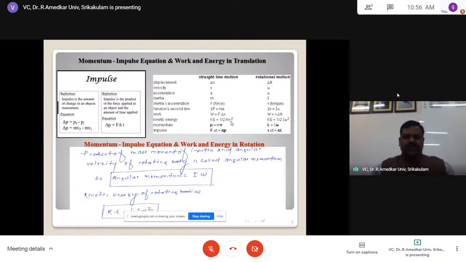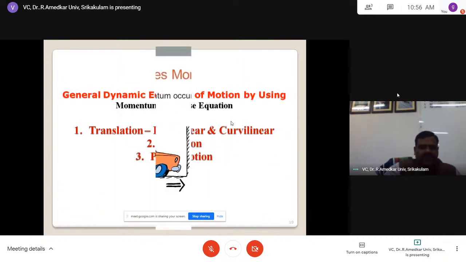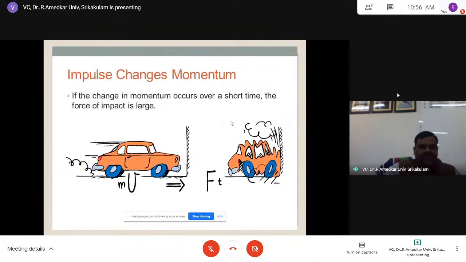We will derive how you get this from the basic Newton's second law. First, let us understand the simple concepts. Now, these are some examples.